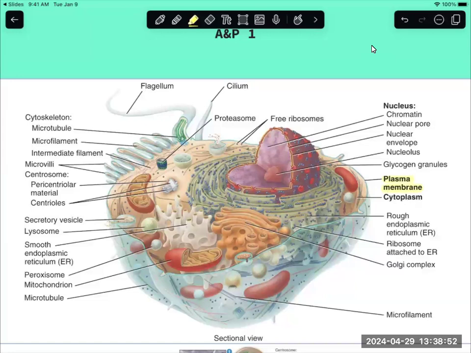Our cell has these centrioles. These centrioles are helping to make the cytoskeleton, per se, of that cell. Those centrioles make up that centrosome. We have chromatin. Chromatin is found within that nucleus. It's going to be part of that nuclear material within that nucleus.